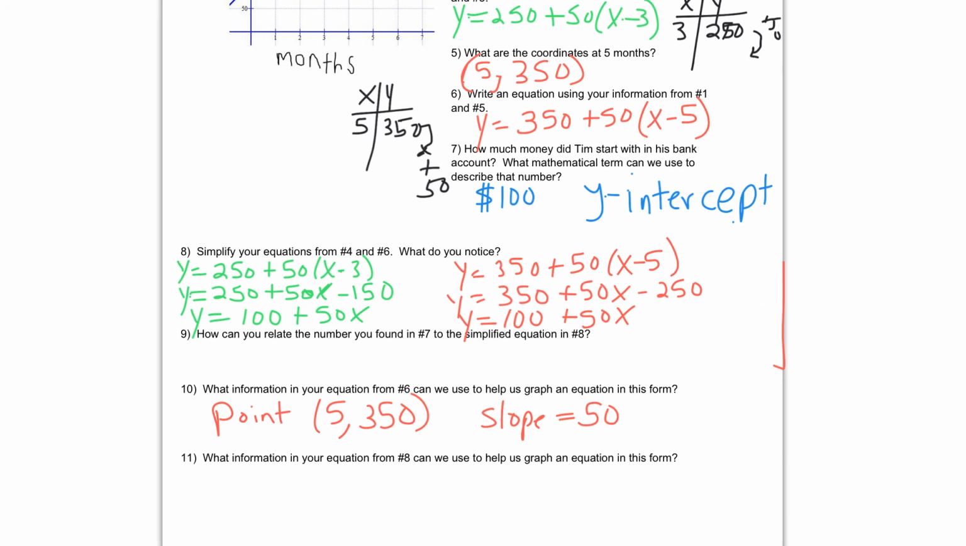And lastly, we were asked in number 11, what information in your equation from number 8 can we use to help us graph an equation in this form? So when we're looking at number 8, we're looking at this simplified form, the 100 plus 50x. And so what we can use here is the y-intercept and the slope. And remember, the y-intercept is an ordered pair. That's the point 0, 100. And we can use the slope, which is also 50. So depending on whether you have your equation in slope-intercept form or in point-slope form, we can get enough information to graph.